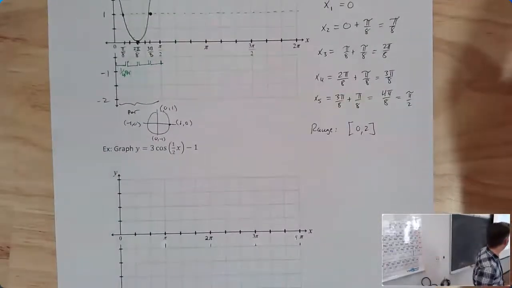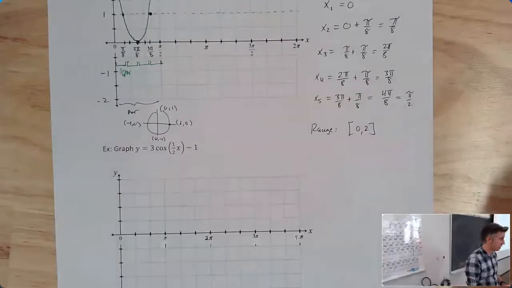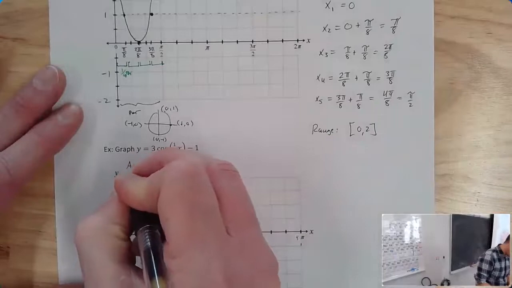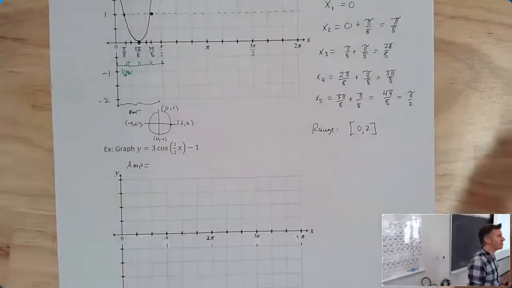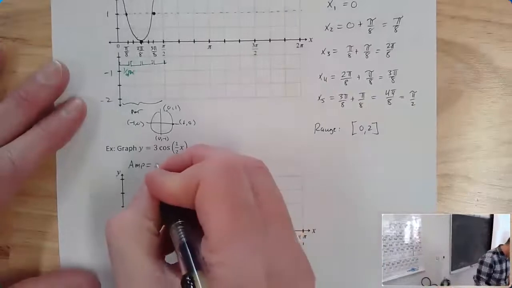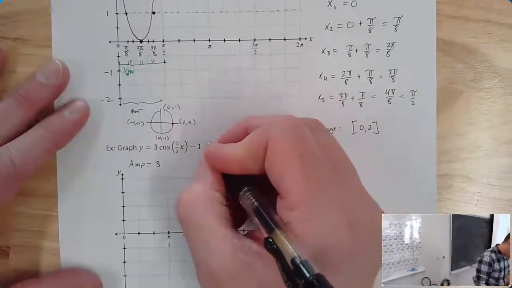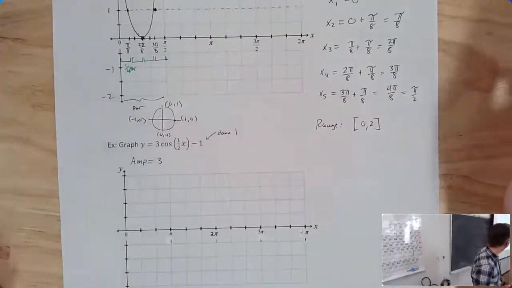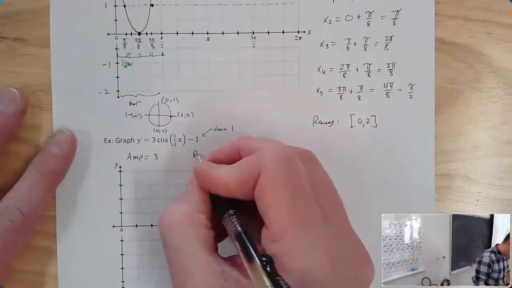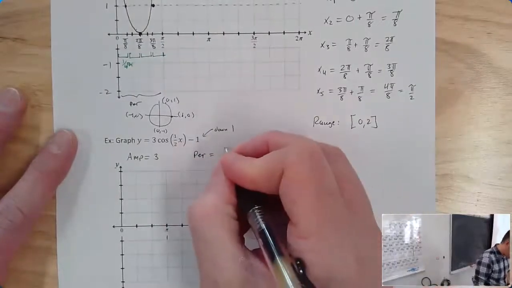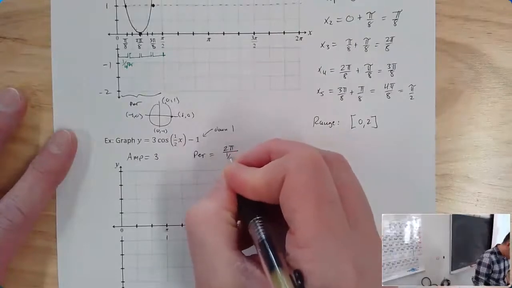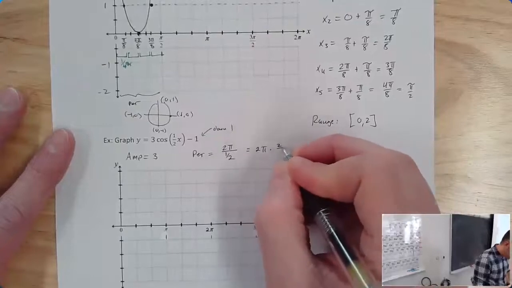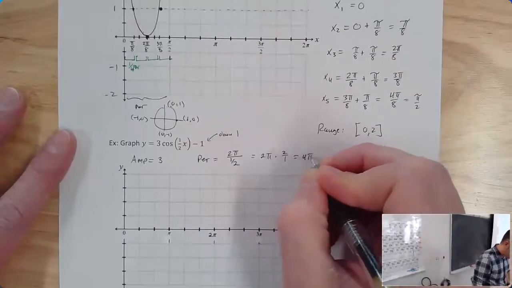3 cosine of 1/2 x minus 1. All right, let's write down all the things. There's a couple easy things to see. Our amplitude is 3. You could say it's the absolute value of 3, but let's just say it's 3. Our vertical shift is going to be down 1. And our period is going to be 2 pi divided by 1/2, which is the same as 2 pi times 2/1, which is 4 pi.